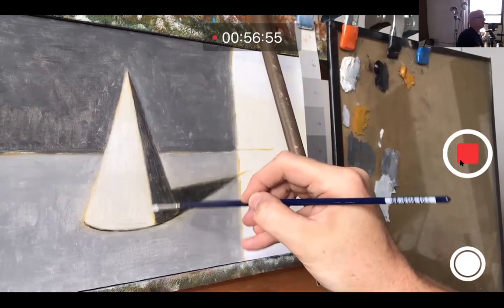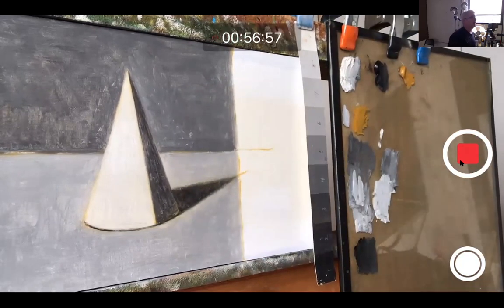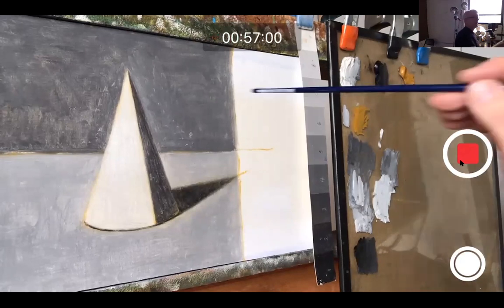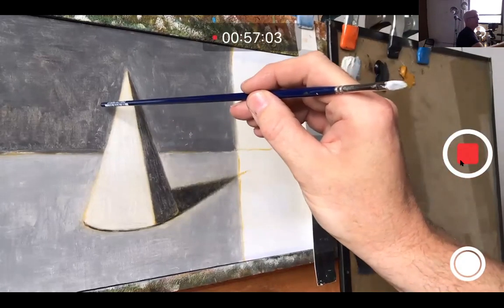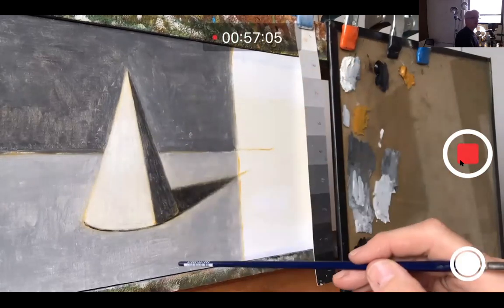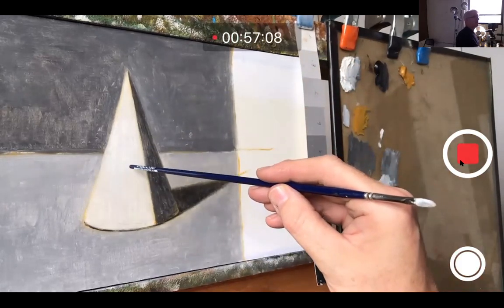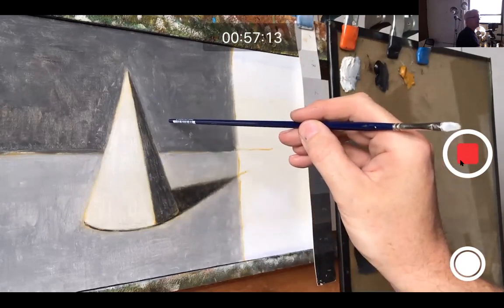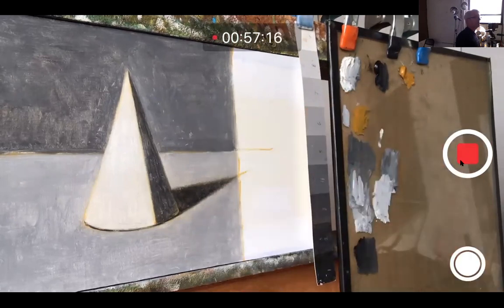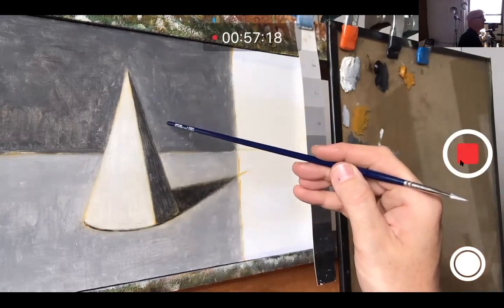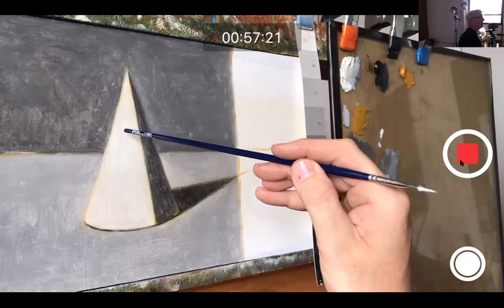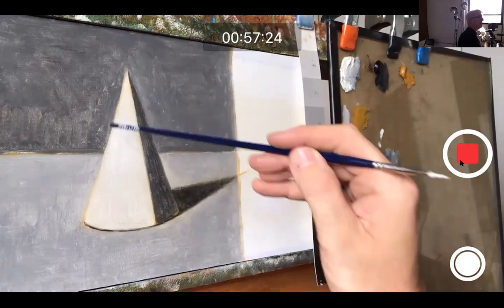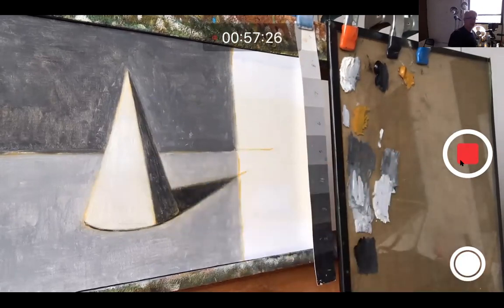So what have we started with? We started by identifying value relationships. What's the value of the light mass of the cone compared to the back wall, compared to the surface of the table? What's the value of the light mass of the cone compared to the form shadow? What's the value of the form shadow compared to the back wall of the box? The form shadow is darker than the back wall of the box. The light mass is considerably lighter than that back wall and then the surface of the table. I've blocked in those big masses fairly convincingly.